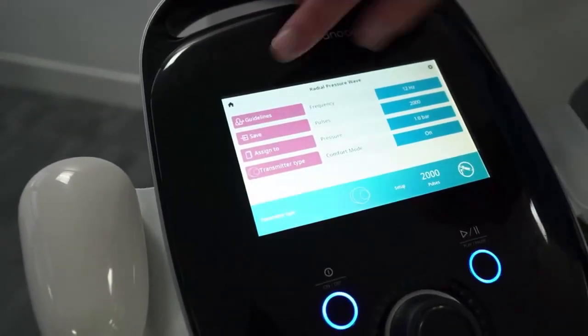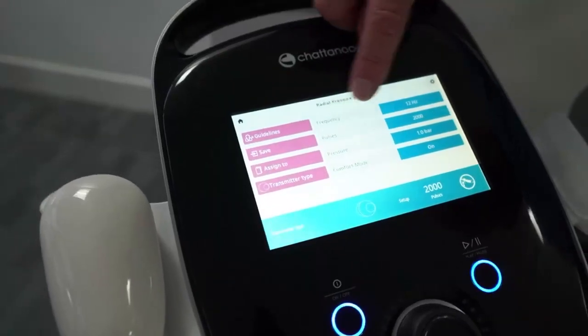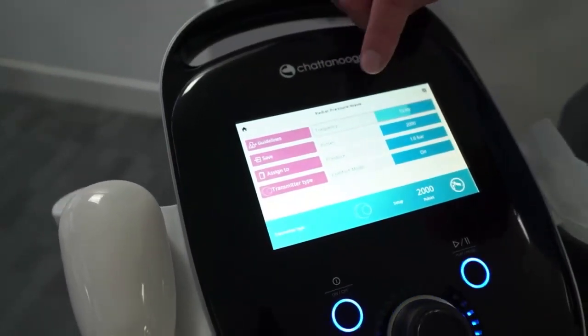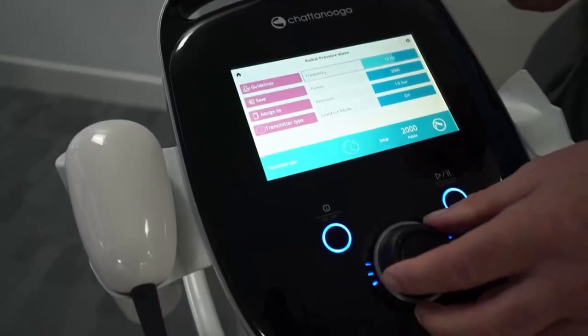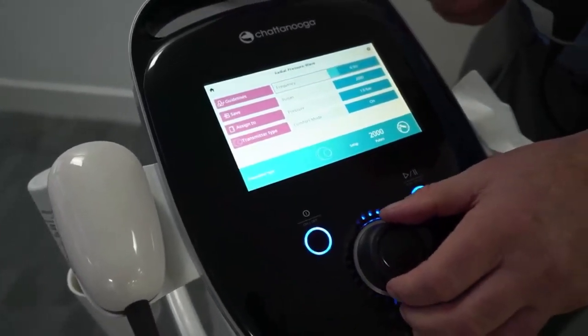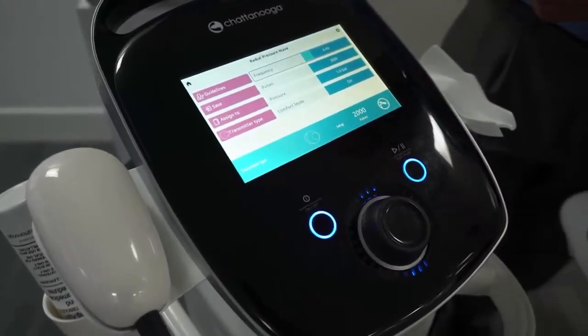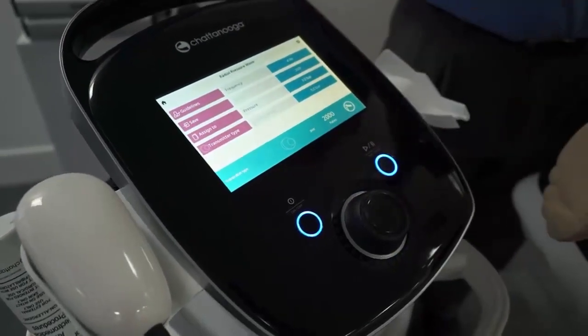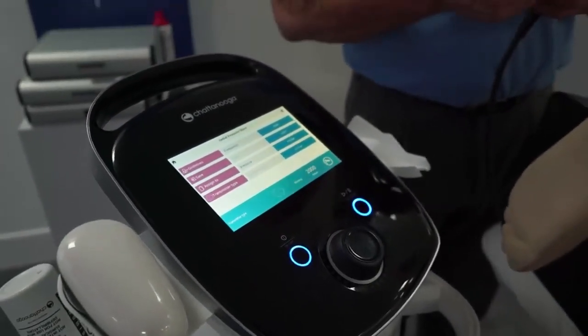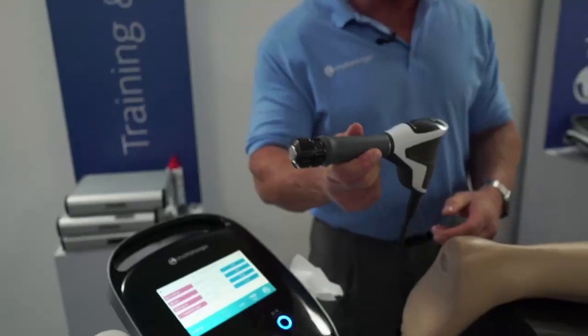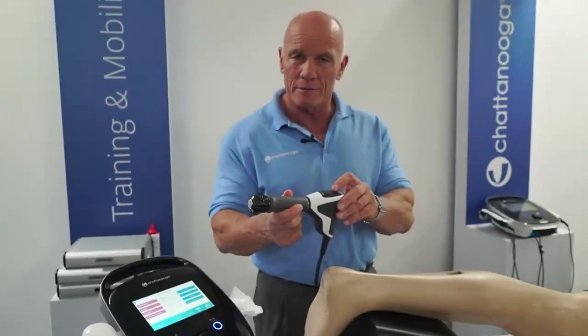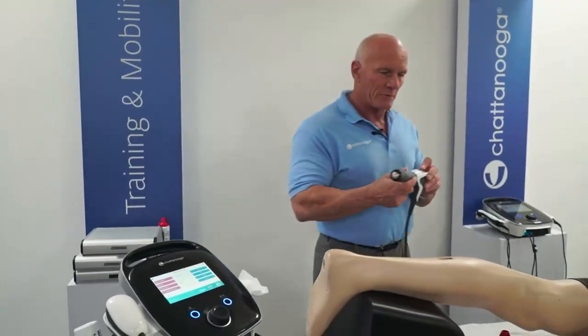So here you'll see frequency. If I highlight the frequency here, then I can simply use my dial to take it down to 4 hertz. The compressor's going now, and this is what 4 hertz sounds like. Now I'm going to turn it off.